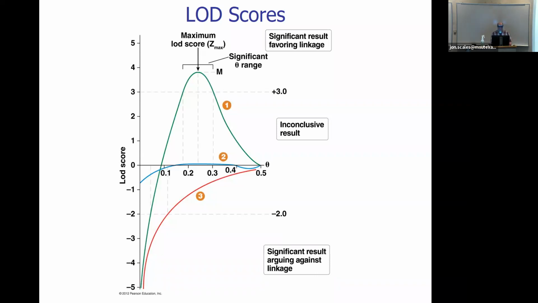What does LOD even mean? It means logarithm of the odds of linkage. So LOD of 3 is logarithm of something. So what do you need to raise 10 to, what the log of which gives you 3? 10 to the 3, right?